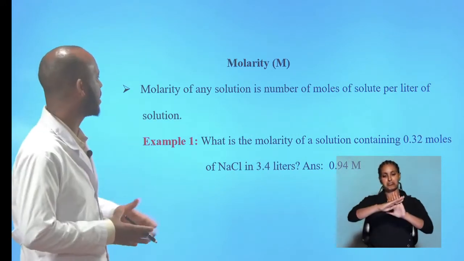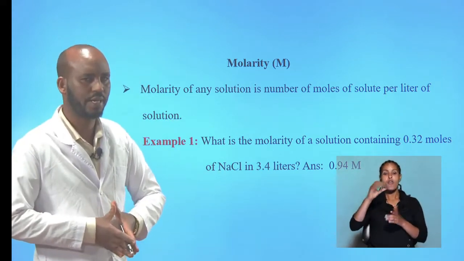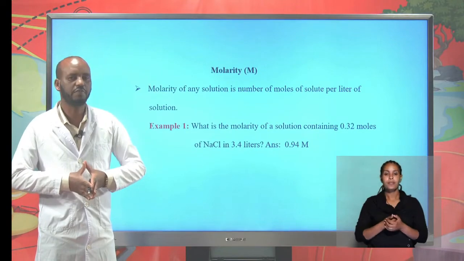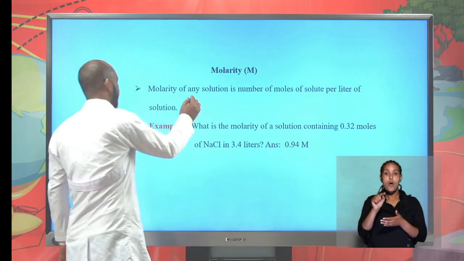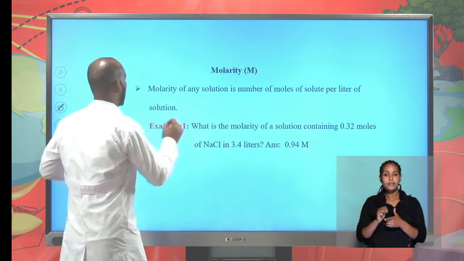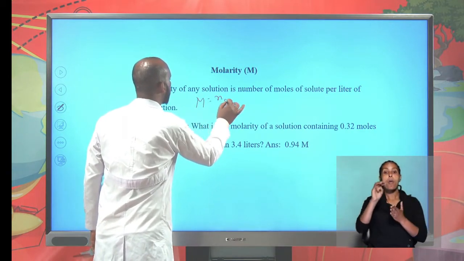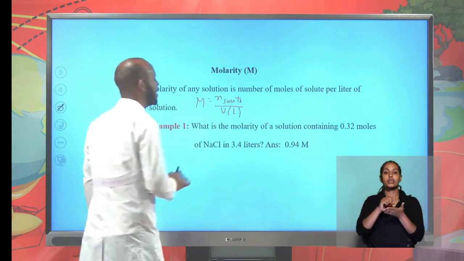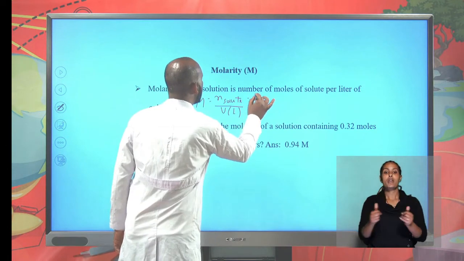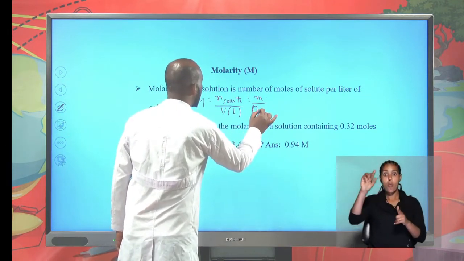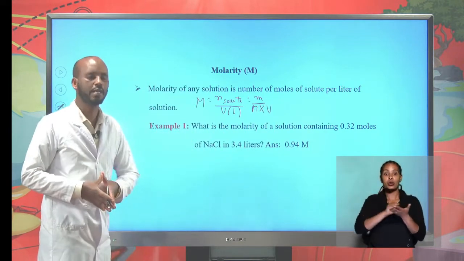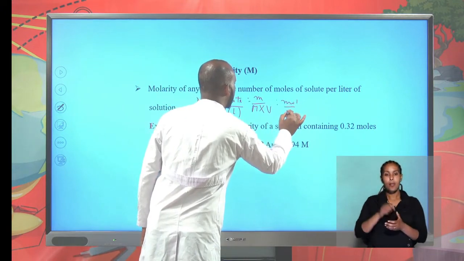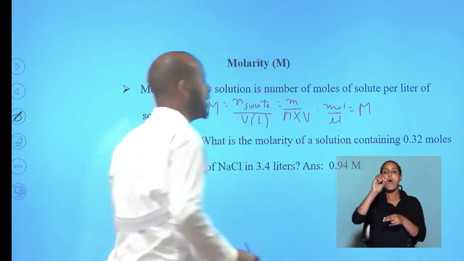Molarity, denoted by capital M. Molarity of a solution is the number of moles of solute in a given volume of solution. Therefore, molarity equals number of moles of solute divided by volume of the solution in liters. But number of moles of solute equals mass of the solute divided by molar mass of the solute. Units of molarity is mole per liter, which is known as molar, capital M.